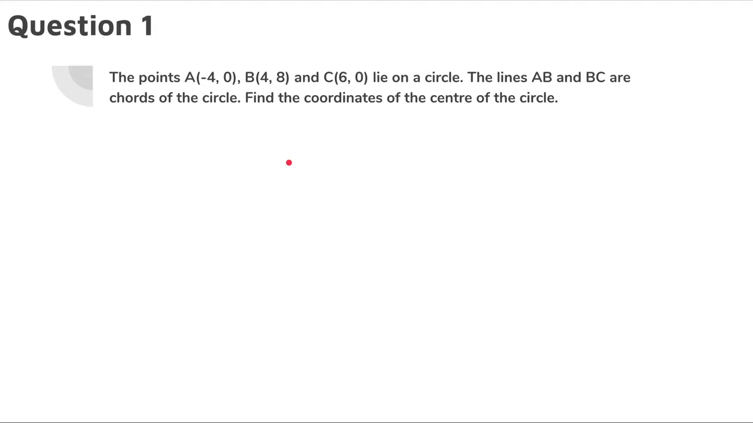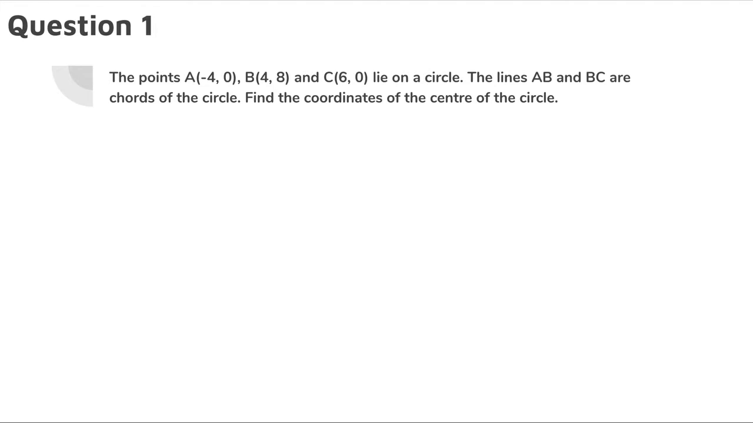The points A (-4, 0), B (4, 8), and C (6, 0) lie on a circle. The lines AB and BC are chords of the circle. Find the coordinates of the center of the circle. Pause the video, have a go.